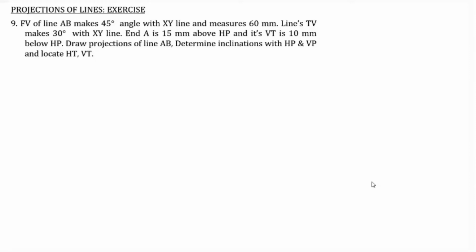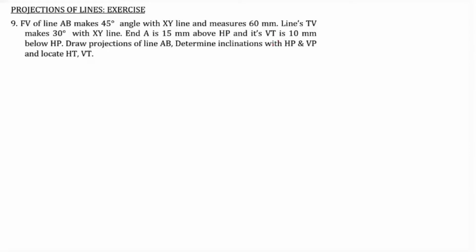So in this case, the data that are given is the inclination of the front view as well as the length of the front view. So the length of the front view is 60 millimeter. The inclination of the front view is 45-degree. And the inclination of the line's top view is 30-degree. And the end A is 15 millimeter above HP, and its vertical trace is given. The vertical trace is 10 millimeter below the HP.